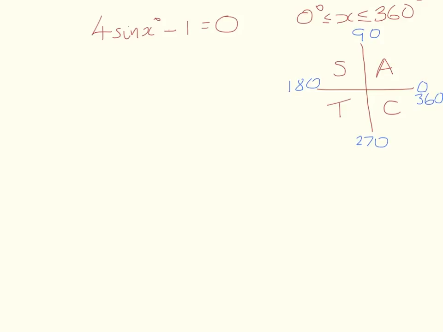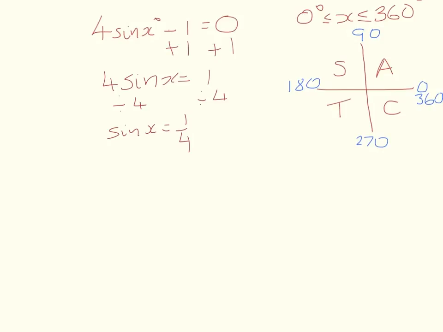Okay, so we have been asked to solve 4 sine x degrees subtract 1 equal to 0. If our question was solve 4x minus 1 equals 0, we would add 1 to both sides and divide by 4. What we're going to do is treat sine x like any other variable. So we're going to add 1 to both sides. 4 sine x equals 1. Divide through by 4. Sine x equals 1 quarter.